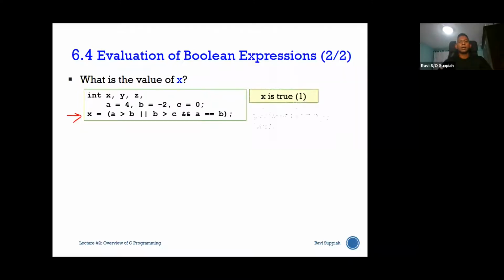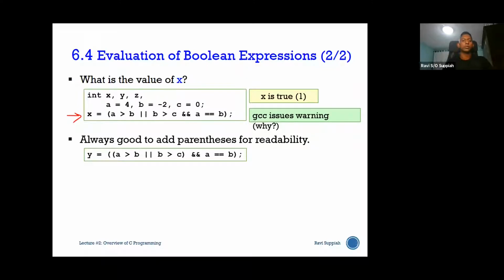In this case, your GCC would issue a warning, because the order of interpretation follows the order defined in the precedence table. GCC or most compilers will issue you a warning just to make sure that you are aware that something is going on here, and it may not be what you think it is. Correct. So the better way is to do something like this.